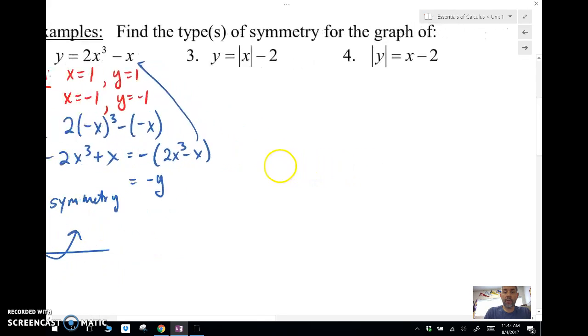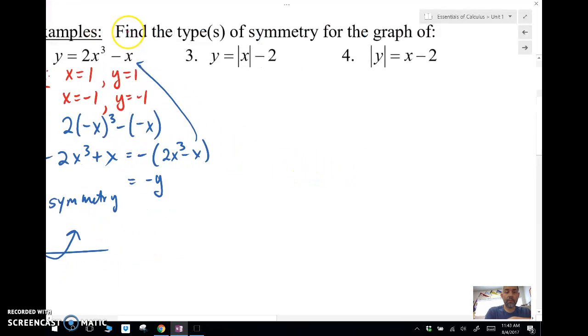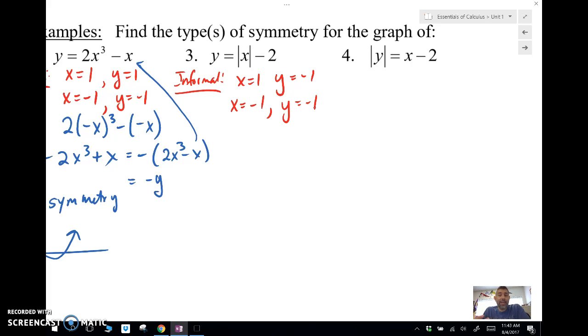Okay, let's look at number 3 here. Informally, let's do the same thing. I like picking x equals 1, so if I put x equals 1 in here, my y value is going to be negative 1. So then I'm going to try x equals negative 1, and if I do that, I'm going to get the same y value. So I got the exact same y value by plugging in my negative value. That's probably going to be y-axis symmetry. I say probably because it is informal; I don't know for all x. So I'm going to check that now using a formal definition.